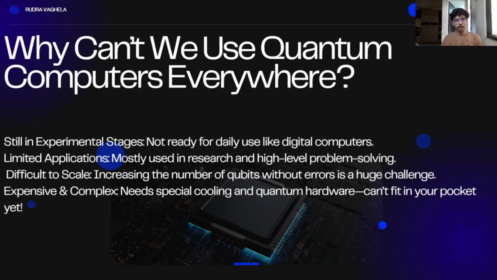Why can't we use quantum computers everywhere? They are still in the experimental stage, not ready for daily use like digital computers. Limited application: mostly used in research and high level problem solving. Difficult to scale: increasing the number of qubits without error is a huge challenge. Expensive and complex: they need special cooling and quantum hardware. Can't fit in your pocket yet.